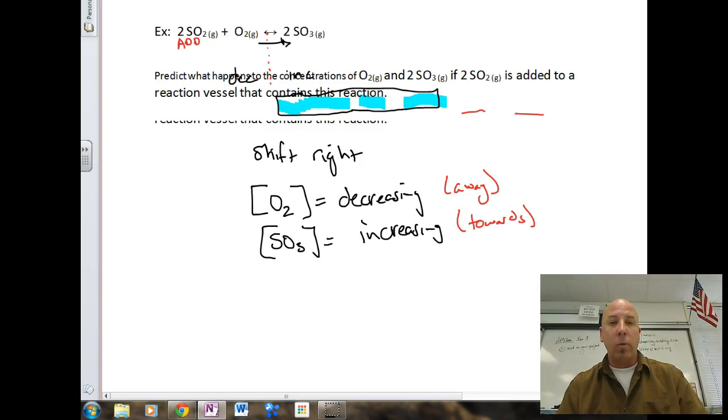We can add or remove, as a review. If we add something, it will shift away from it. If we remove something, it will shift towards it. And then we can use that shift to predict what occurs to the amount of concentration in a reaction at equilibrium.